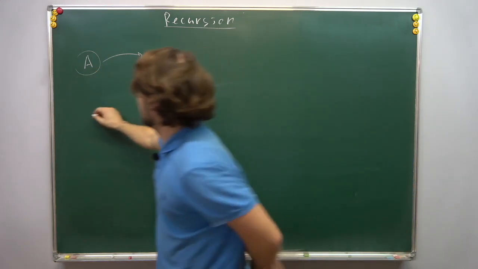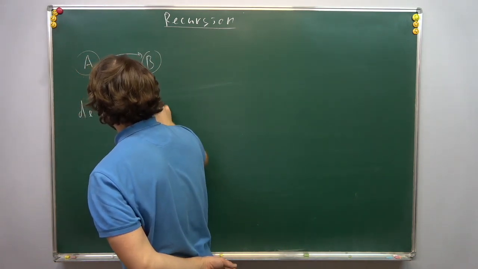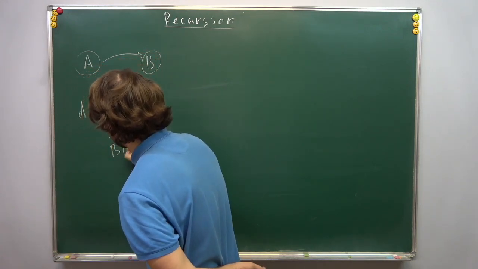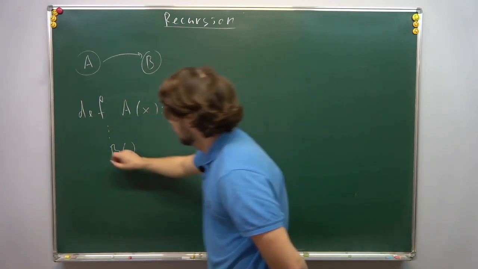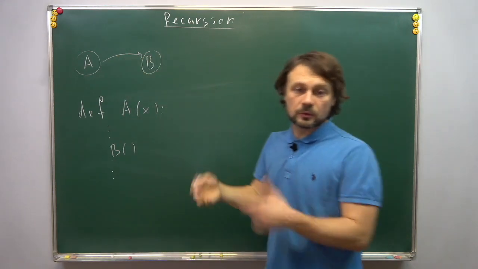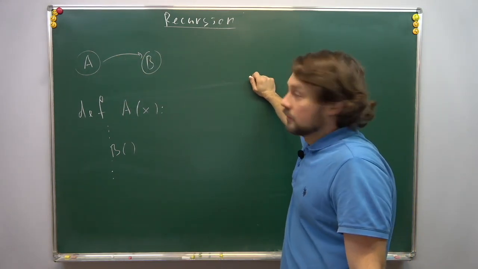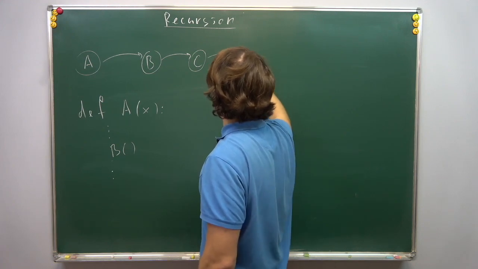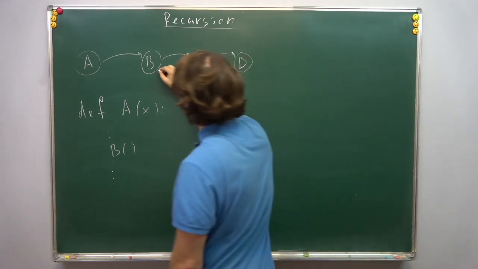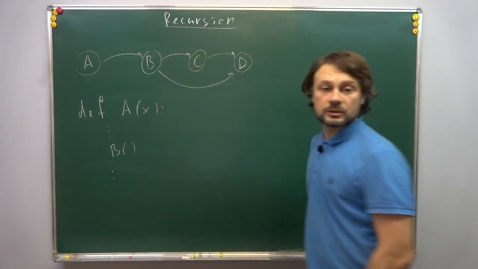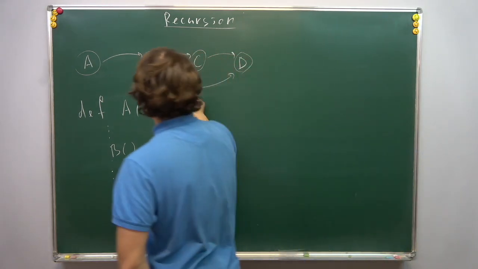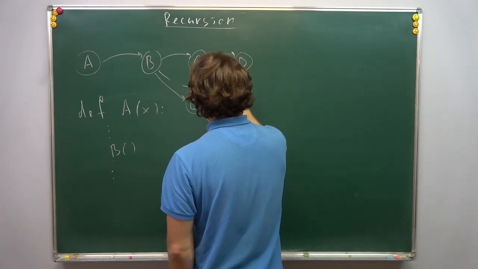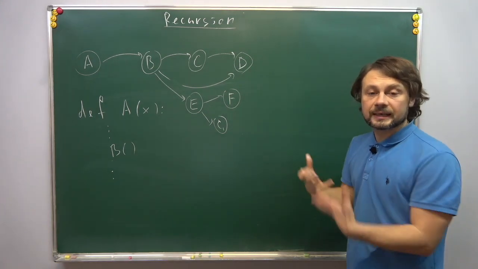So if function A, maybe with some parameters, I'm not interested in parameters now, somewhere in code calls function B, then it is drawn by me with such an arrow. But function B can call some other function. B also can call function D, and it can call some function E. E can call function F and G. So it is the way how we organize code.